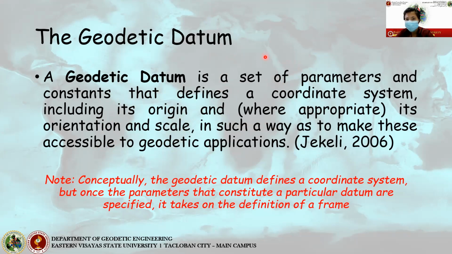So it becomes a set of parameters. These are numbers which comprise the orientation, the scale, including the origin of a certain point, which we can use if we are going to establish points on the surface of the earth, or use as our reference. Take note that conceptually the geodetic datum is defined as a coordinate system. Again, our geodetic datum defines a coordinate system. But once the parameters that constitute a particular datum are specified, it takes on the definition of a frame.